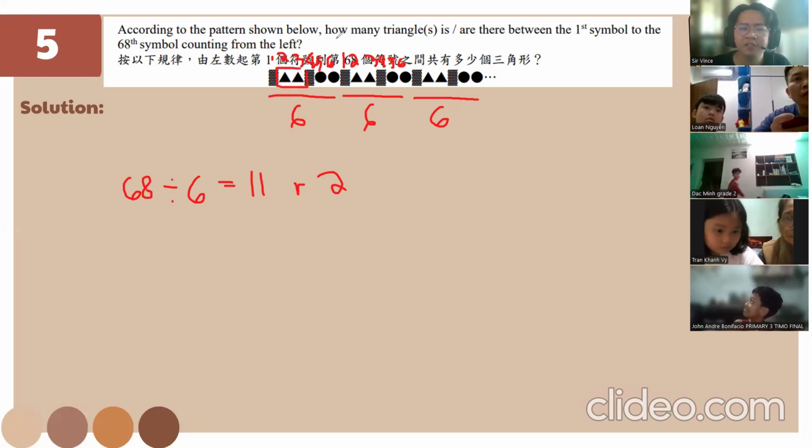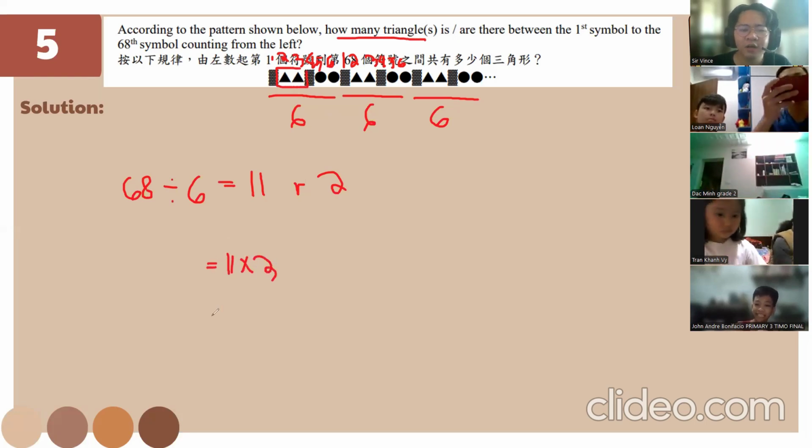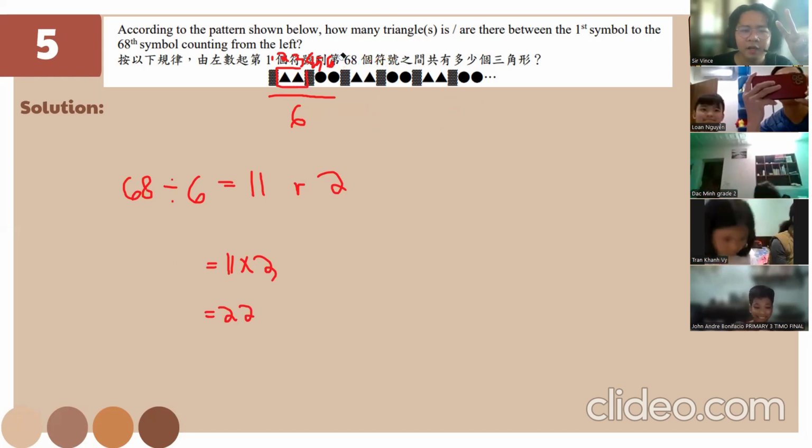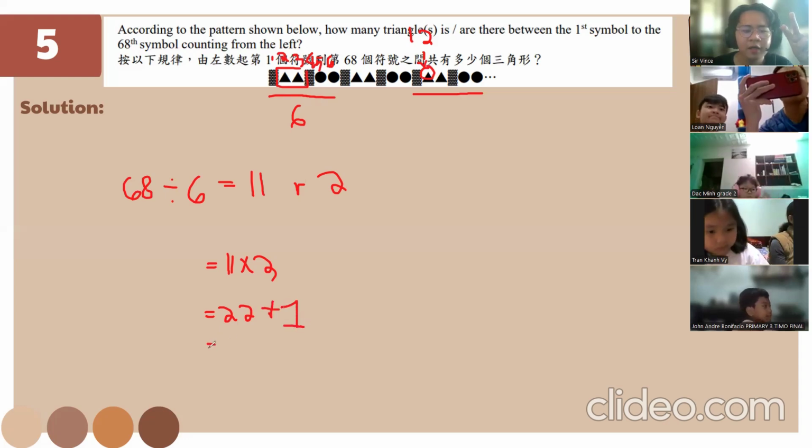The question is asking how many triangles. So we have 11 times 2, so we have 22 already. But remember, we have the remainder of 2. You look at this: this is the repeating pattern. This is the 1 and this is the 2. So we have another extra triangle here, so we'll just add 1. So the answer is 23.